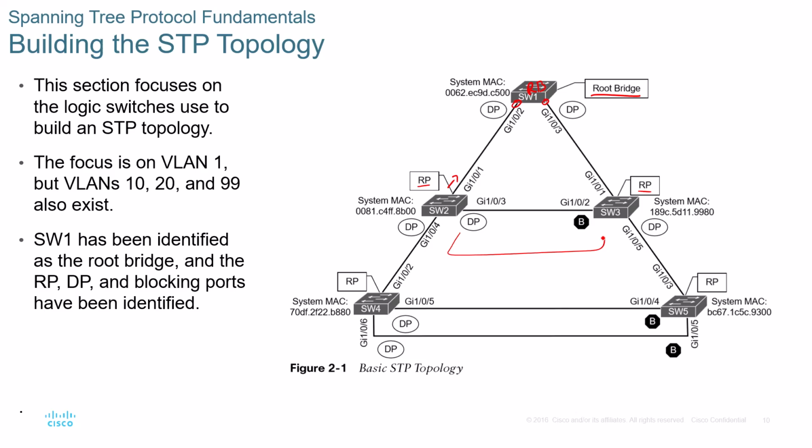If we add an additional loop, we're going to end up with an additional blocking port. So again, one will transition to a designated port, one will transition to a blocking port. And we're going to get through figuring out which ones they are and why that is. So switch 1 has been identified as the root bridge, and all of the ports have been identified. But how did these ports get identified? That's the question.